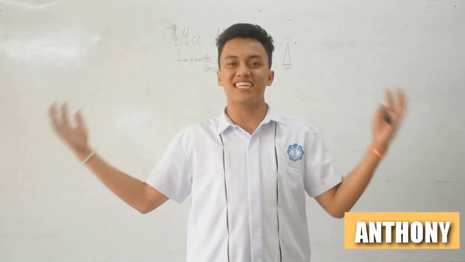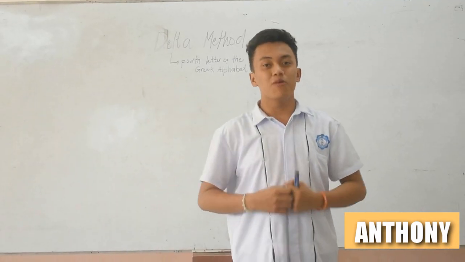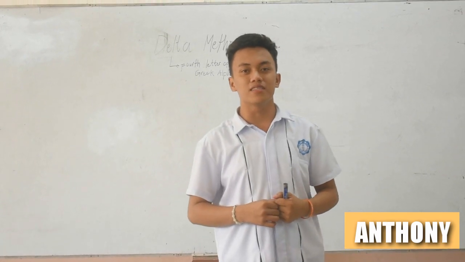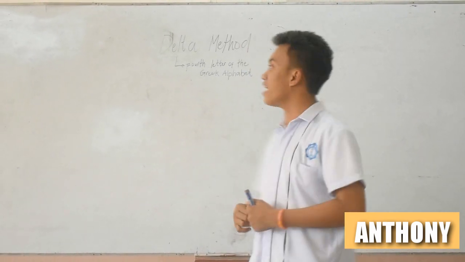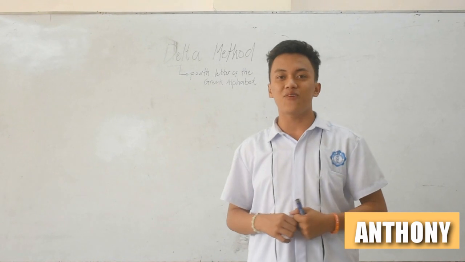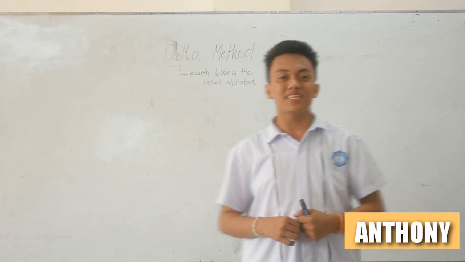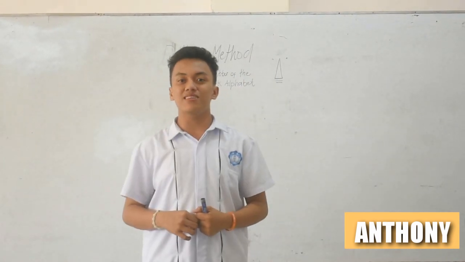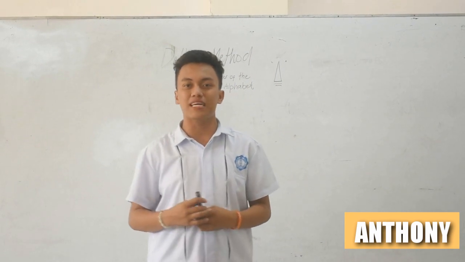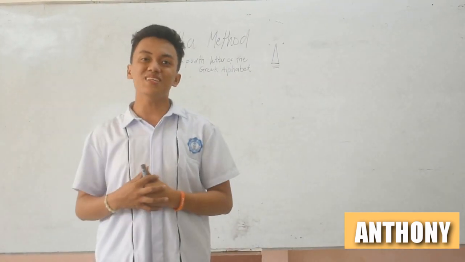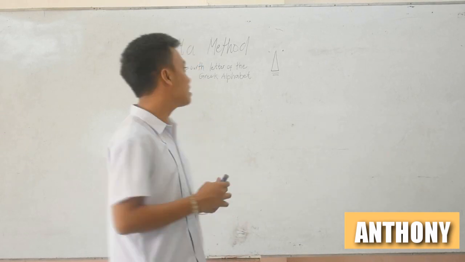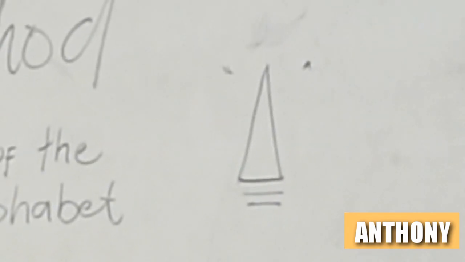Good day, everyone. Welcome to our another episode. I am Anthony Cesar Nicolas Habla, and this is how we learn math. For this week's episode, we will be discussing about delta method. But before anything else, let's define the word delta. Delta is the fourth letter of the Greek alphabet. But in our discussion today, we'll be associating the word delta in our equation. Now, the symbol for this delta method that we'll be using is like a triangle-shaped sign.